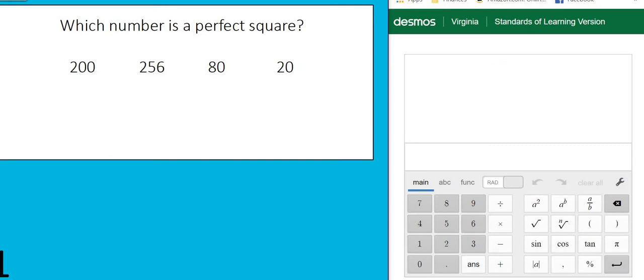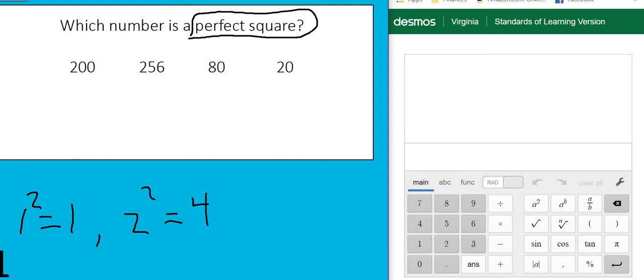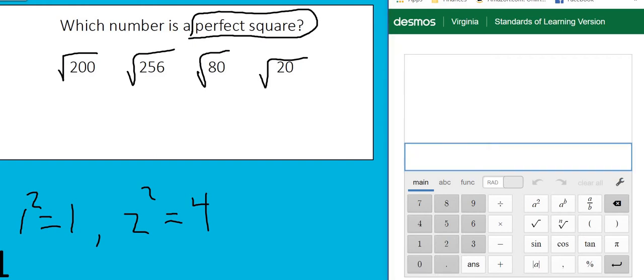The first question is asking which is a perfect square. A perfect square is a beautiful number. A perfect square is like 1 squared equals 1 or 2 squared equals 4. You notice there's no decimals there. When you're given numbers, if you just take the square root of each one, you'll be able to see very quickly which one is the perfect square.